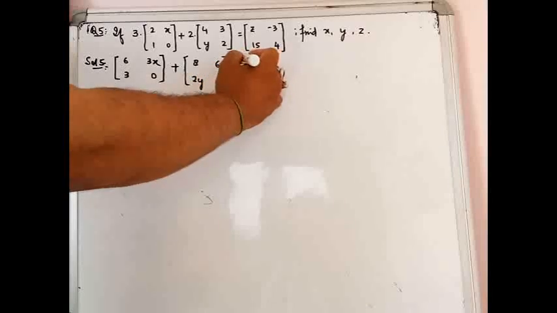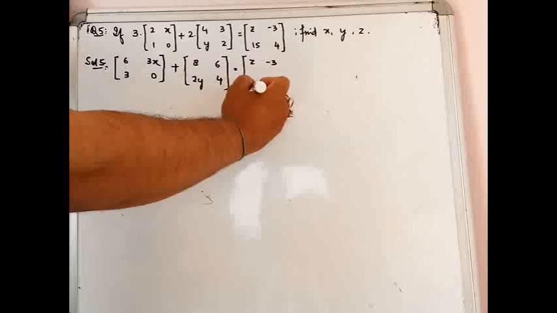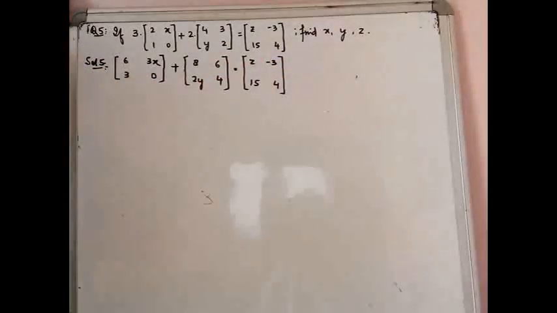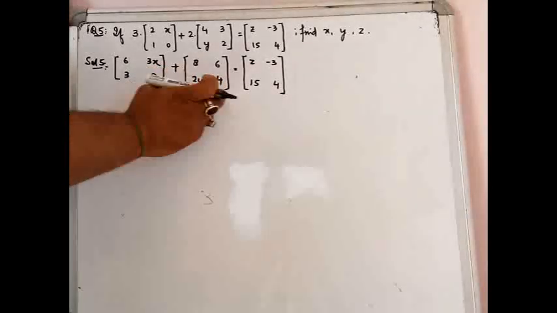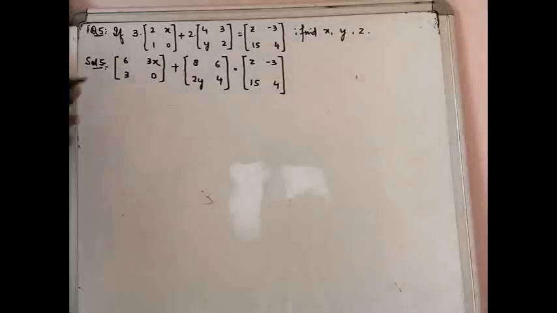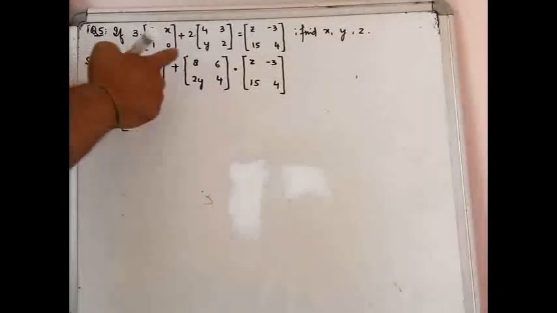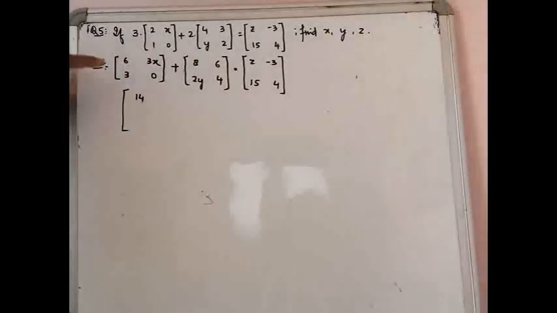Okay, equal to, so on the right side there is nothing to be done just now. We will simply copy down the matrix that was given. Okay, now on the left hand side, if you see, these are the 2 matrices which are getting added up. Okay, so the individual elements once again will be added up. Okay, so 6 plus 8 will give you 14.